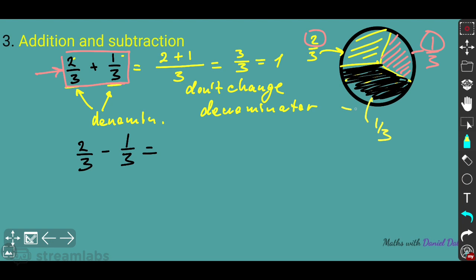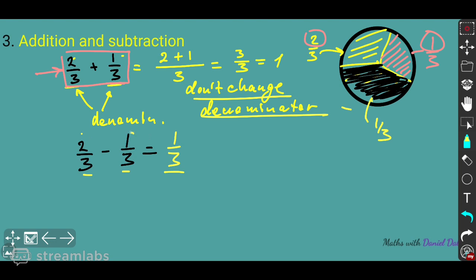So in this case, what will happen? Obviously, you will be left with 1 over 3, which is the yellow part. So the logic stays the same. You take denominators which are the same, so you don't change them again. The rule is don't change the denominator, and you take away the top of the second fraction from the top of the first.